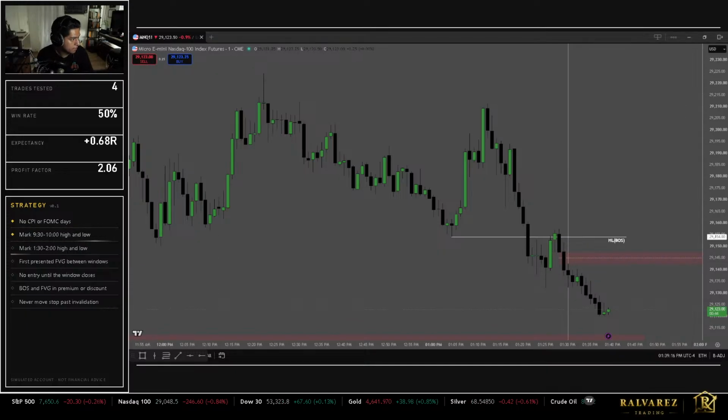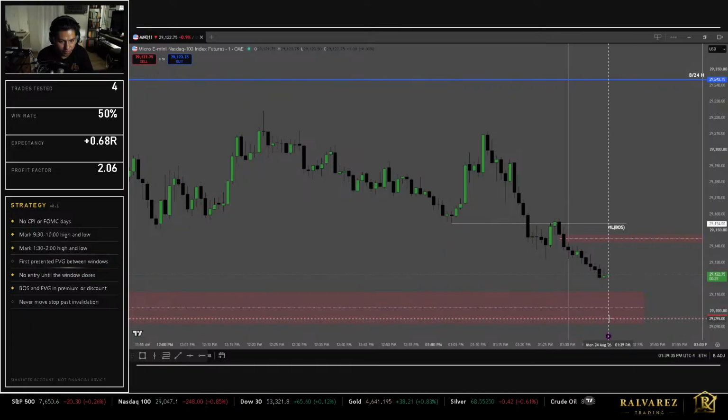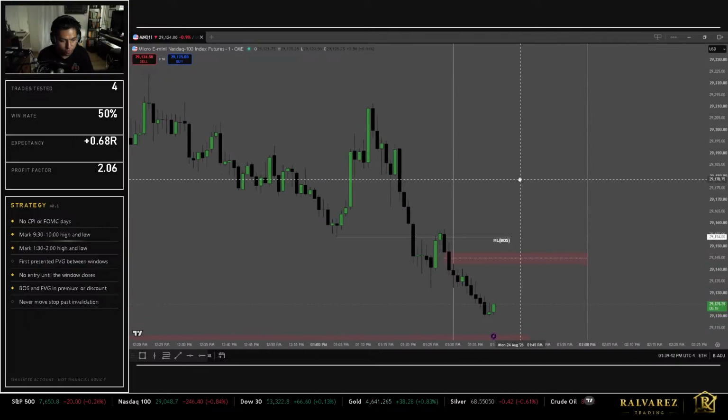So now I'm marking my strategy checklist. Gold means that we're following it. So no entry yet, right? We have our break of structure and fair value gap. Yes, we are in a premium level. And now we just have to wait for this PM session to finish forming.